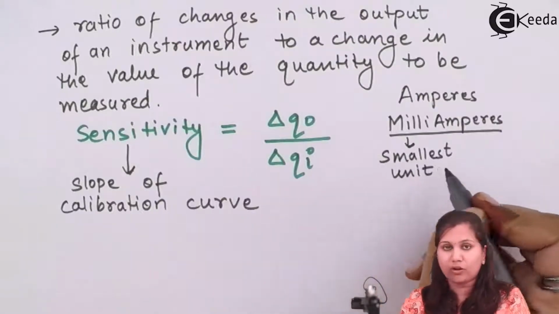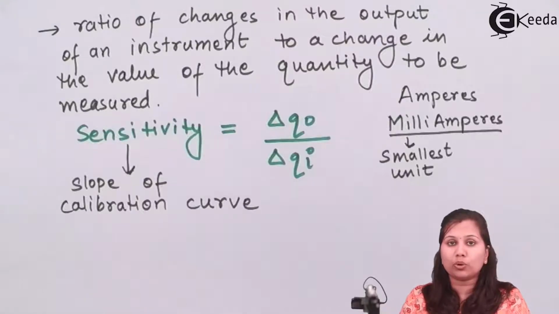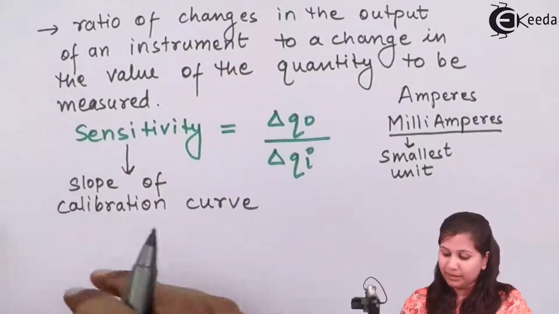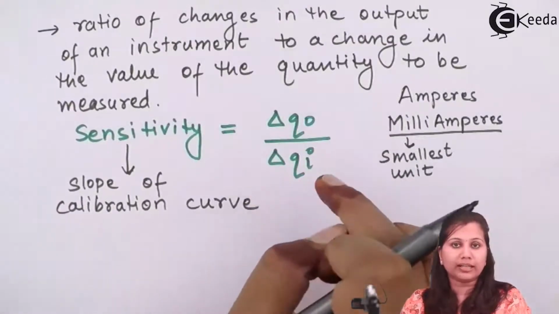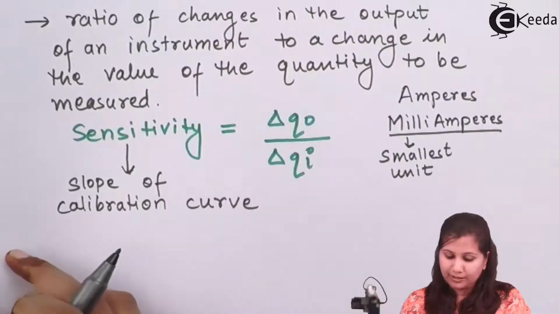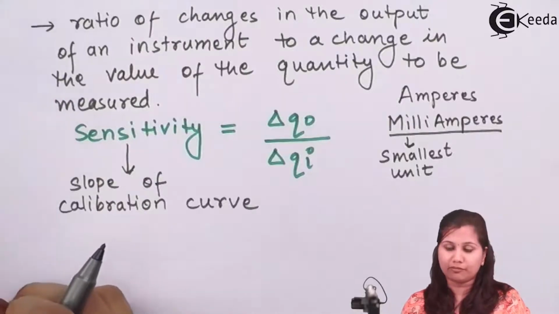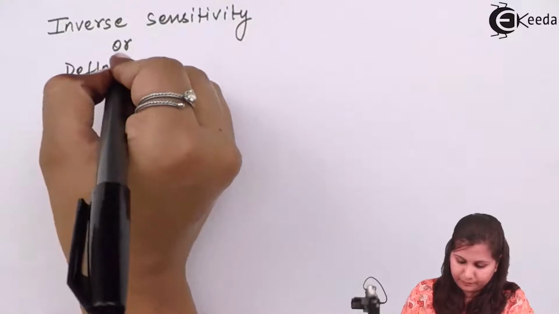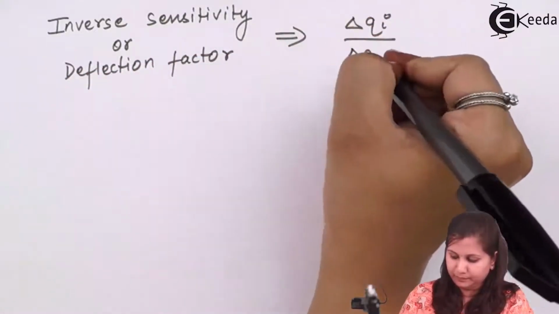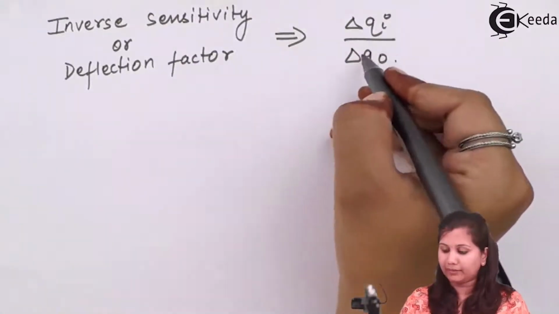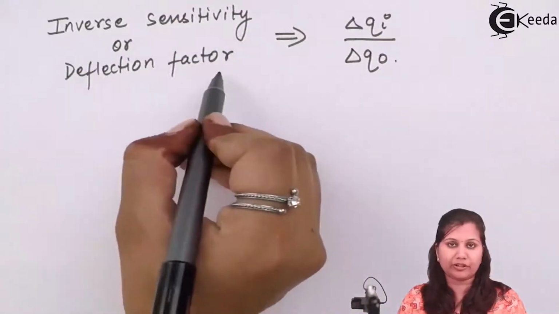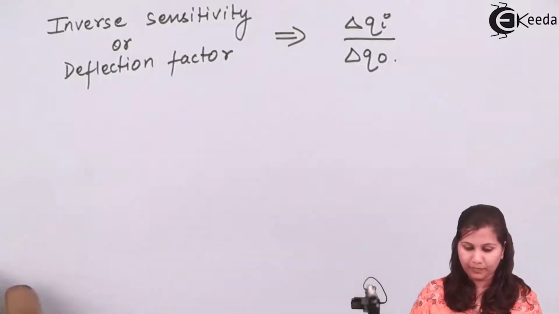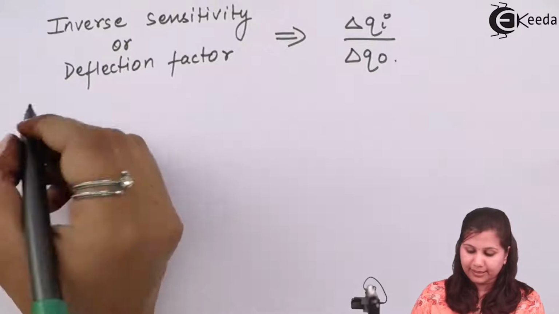So sensitivity is also related to the smallest unit. The instrument which measures values in the smallest unit of measurement will be more sensitive. Manufacturers define the sensitivity as the reciprocal, that is, the ratio of the change in the input to the change in the output. That is also called the inverse sensitivity or the deflection factor. Manufacturers always define the sensitivity in terms of the deflection factor. Next static characteristic is linearity.